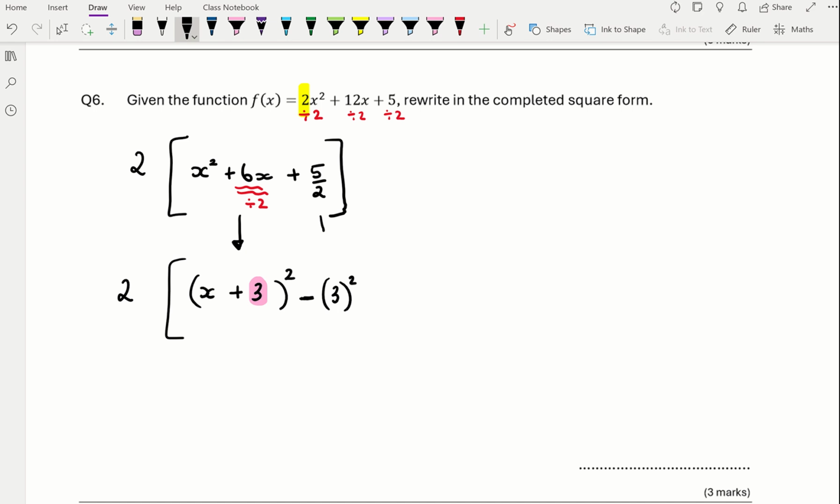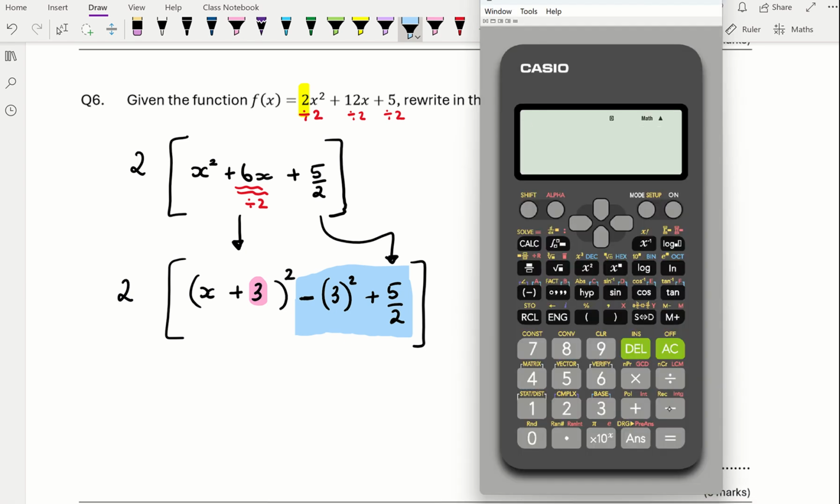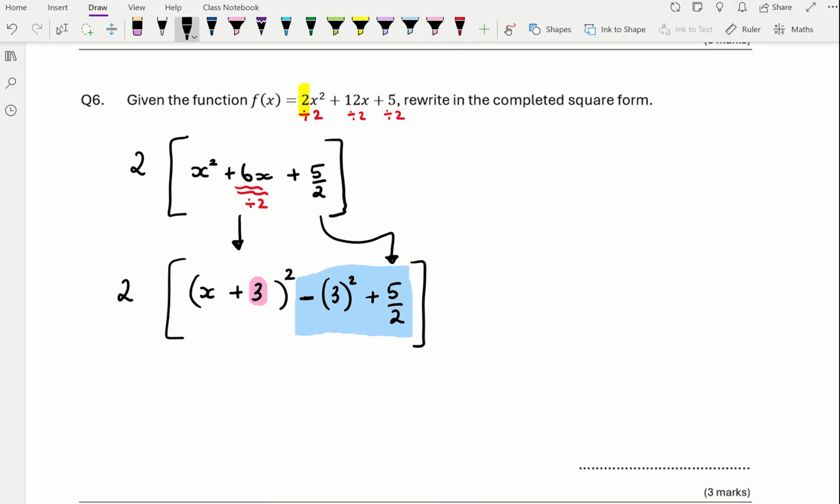It's always the digit squared. And then you bring that number down. If this is a positive, it stays a positive, plus 5 over 2, close your brackets. And then you put this in your calculator, including the minus. The minus is really important. So you put it exactly as you have written it, minus brackets 3 squared plus 5 over 2. And it's a negative 13 over 2. So 2 times x plus 3 squared minus 13 over 2.